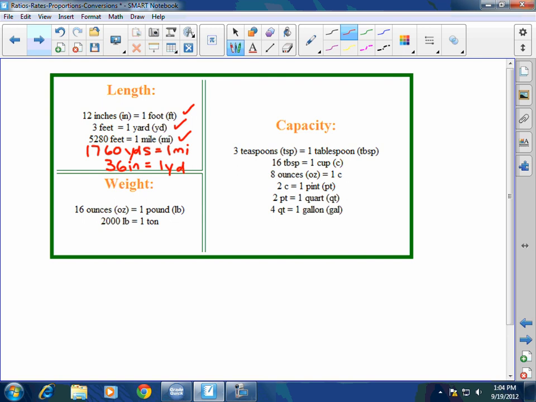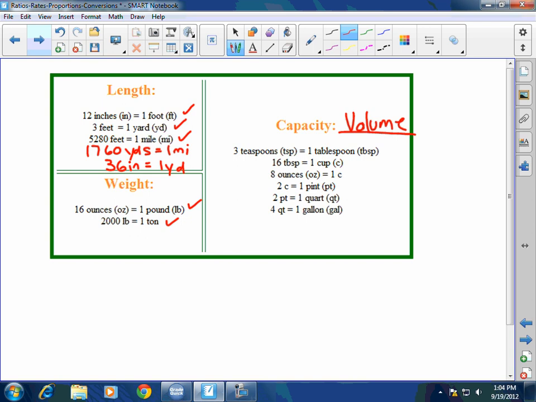Weight is really nice and easy. 16 ounces in a pound, 2,000 pounds in a ton. Done. Now, capacity. Capacity is volume. It's how much space something takes up. It's usually liquid measures, like when you're cooking or baking something: 2 cups of margarine, 3 cups of milk, 1/4 cup of sugar. These are all capacities. 3 teaspoons equals 1 tablespoon.